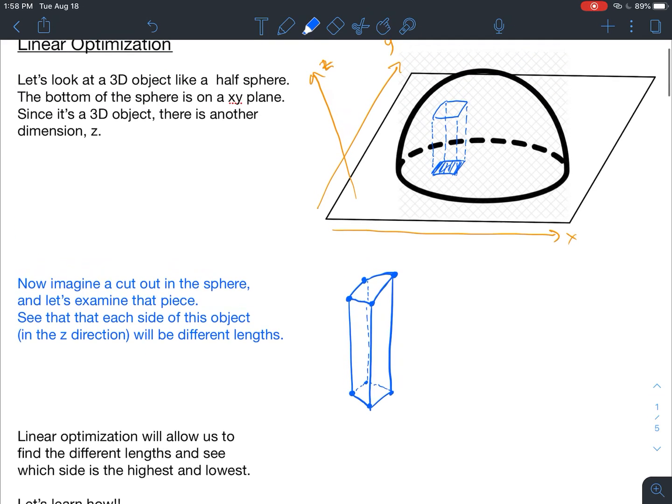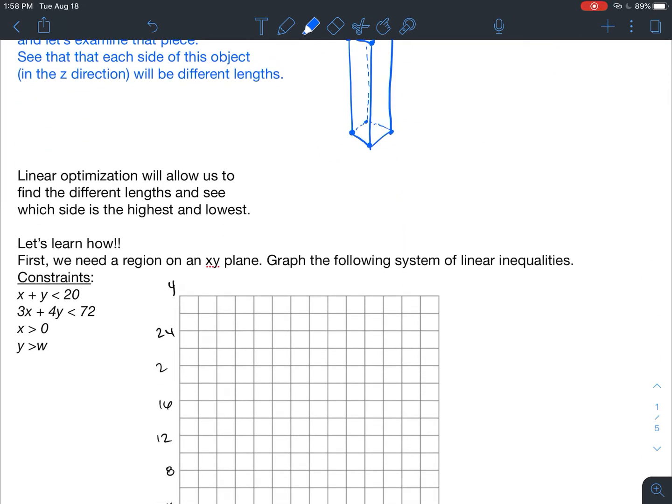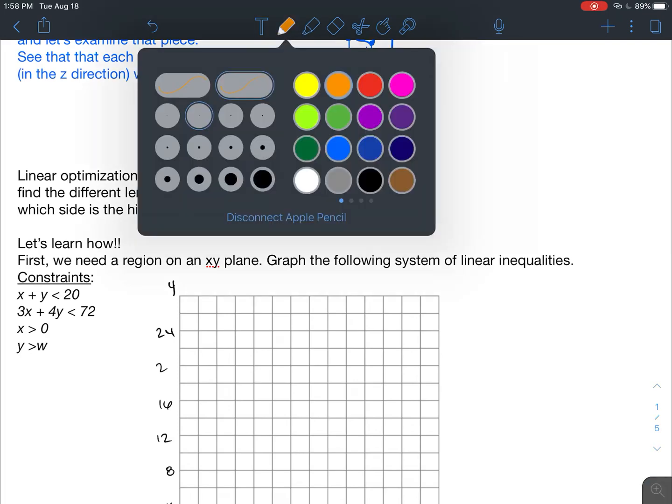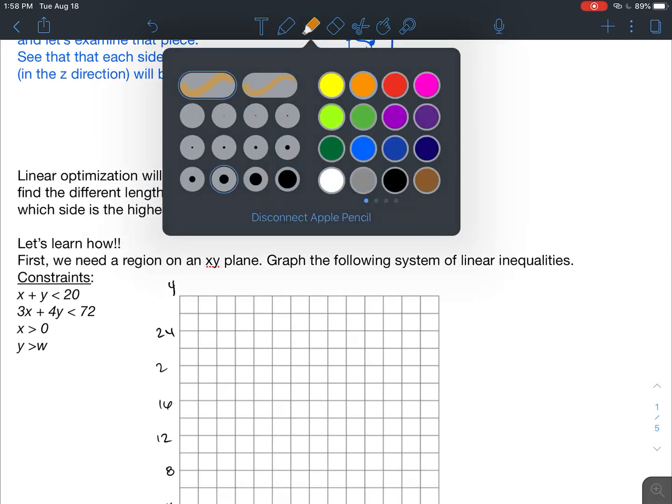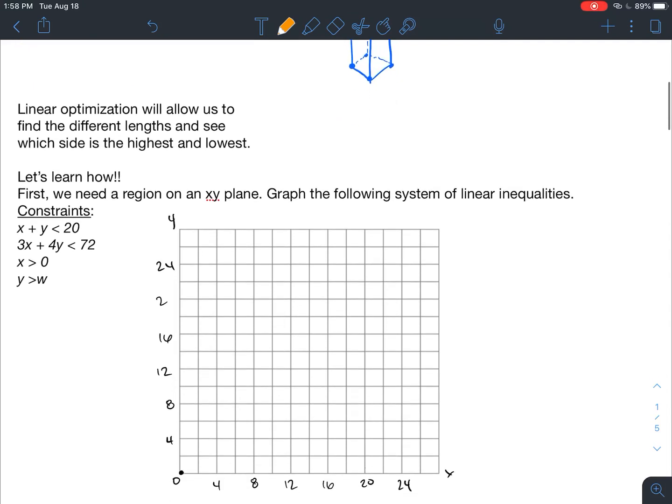Again, we're trying to find the height, and we want to find the lowest and the highest point in that piece of cake. So let me go ahead and just dive right into an example of how we can find that. We're going to be using all of what we've used in the previous lessons, from solving systems of equations in 3 variables and 2 variables, and then we're going to be graphing inequalities.